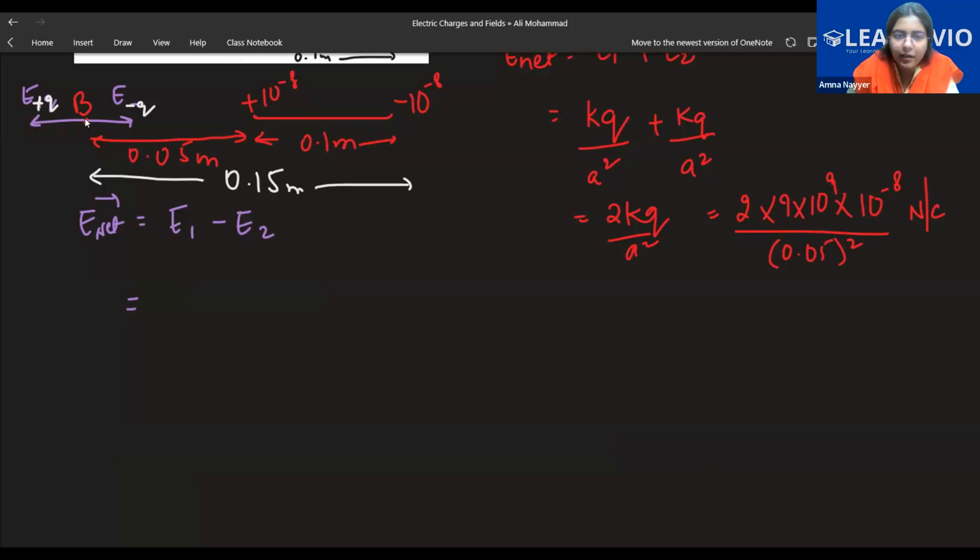Look, this is the point. This is the charge. How do we write the electric field due to a point charge? This is the point charge. This is the separation. Yes, Ali, answer.